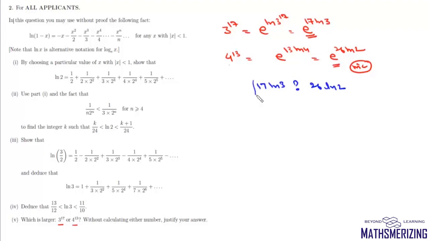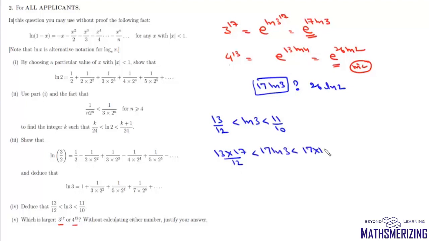Now first we look at this 17 log 3. Now we know that the value of log 3 lies between 13 by 12 and 11 by 10. Now we multiply it with 17, and we'll get 13 into 17 by 12 is less than 17 log 3, and it will be less than 17 into 11 by 10.